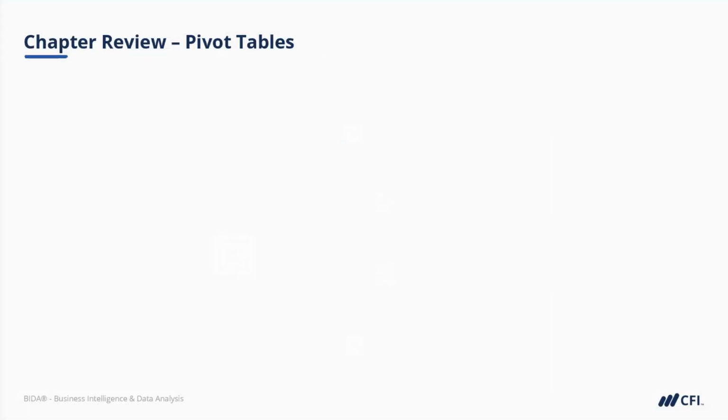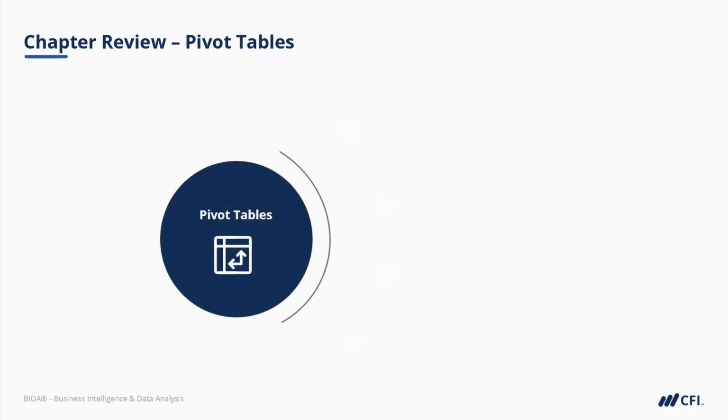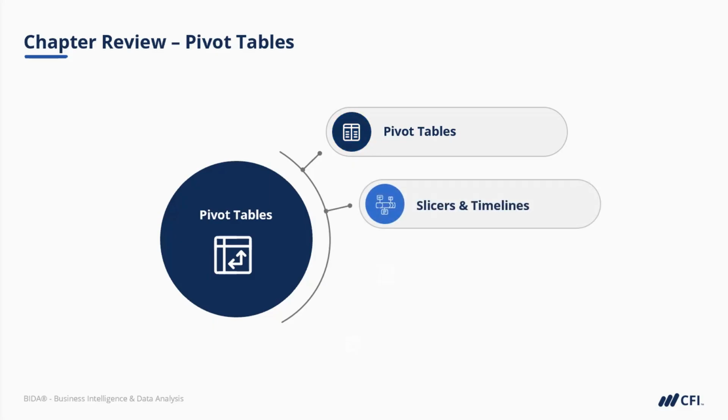In this chapter, we analyze larger data sets with pivot tables. Working through a few examples, we saw some of the different aspects of pivot tables in Excel. We saw how to set up a pivot table and the different areas where we can place our data. We saw how to filter our data with the filters area, as well as with slicers and timelines. And then we saw how we can visualize our data with pivot charts.